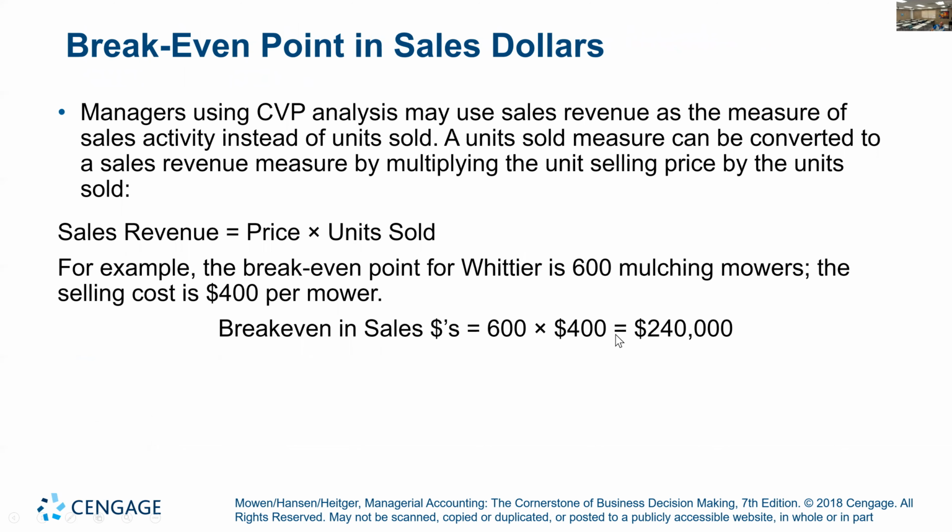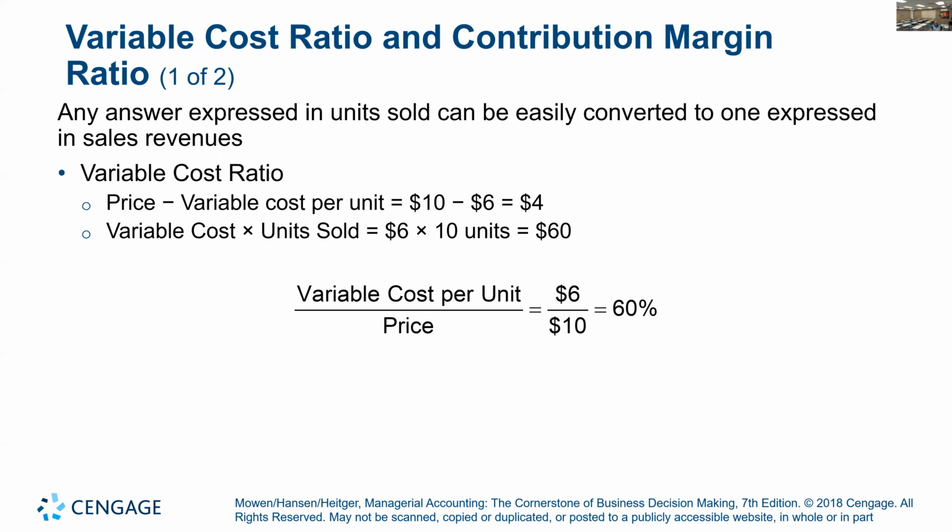Okay, if you want to find it in sales dollars, I find the easiest way here is just to find your units, and then multiply it by the selling price. So here we need to know the break-even sales in dollars. We know we needed 600 units. They sell for $400 each, or $240,000. But there is also another way to go about getting that. That is with your contribution margin percent, or your contribution margin ratio.